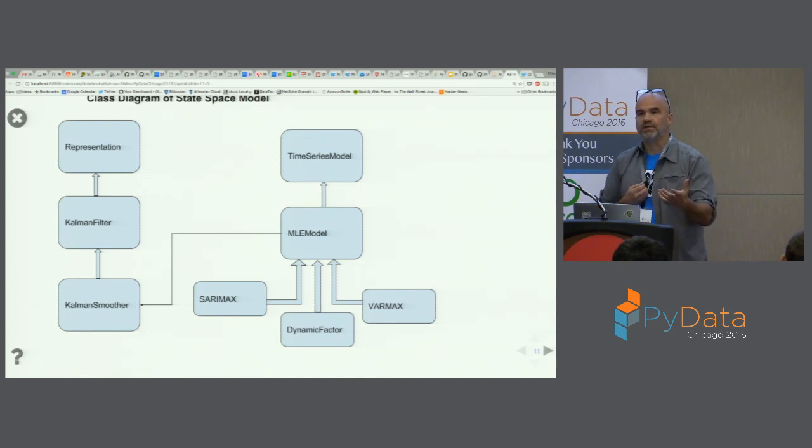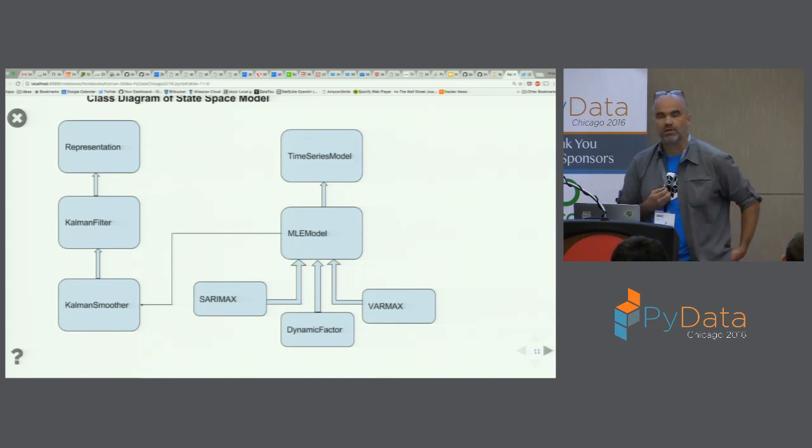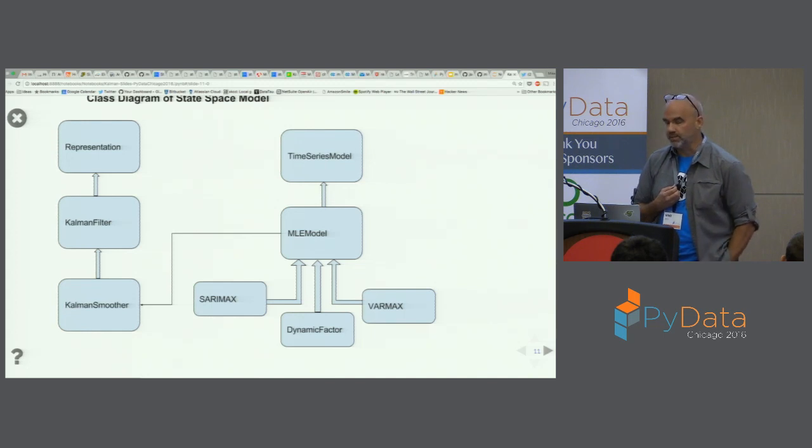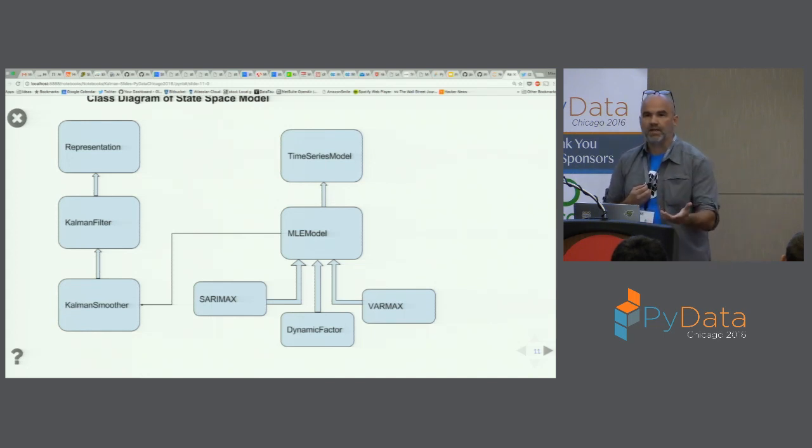The way they're connected is through this model called MLE model, or maximum likelihood estimation model. What that allows you to do is use the Kalman smoother as a way to determine the parameters given a time series. So if you have a time series as input and you need to estimate means and variances in that time series, this MLE model will let you do that using the machinery of statsmodels.